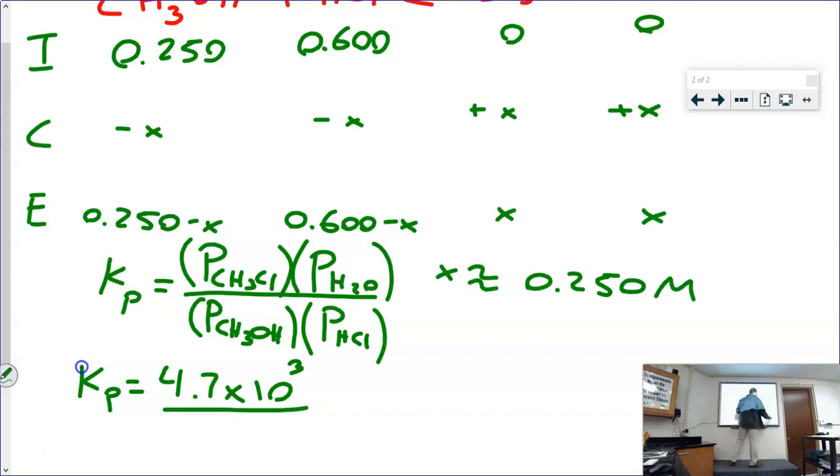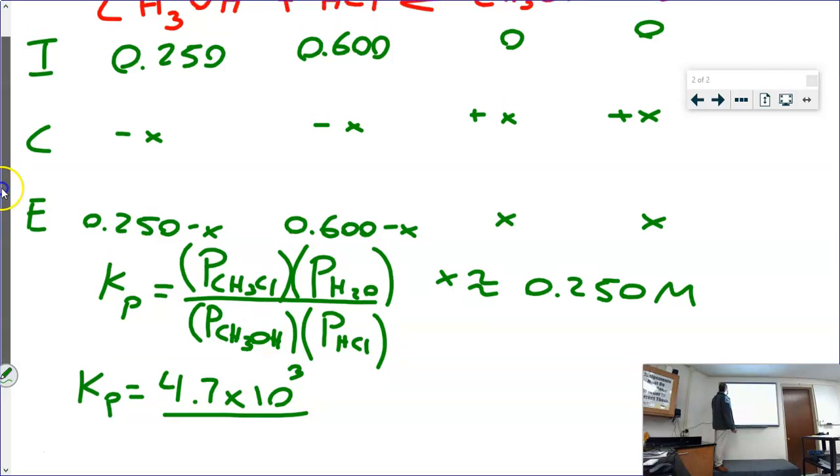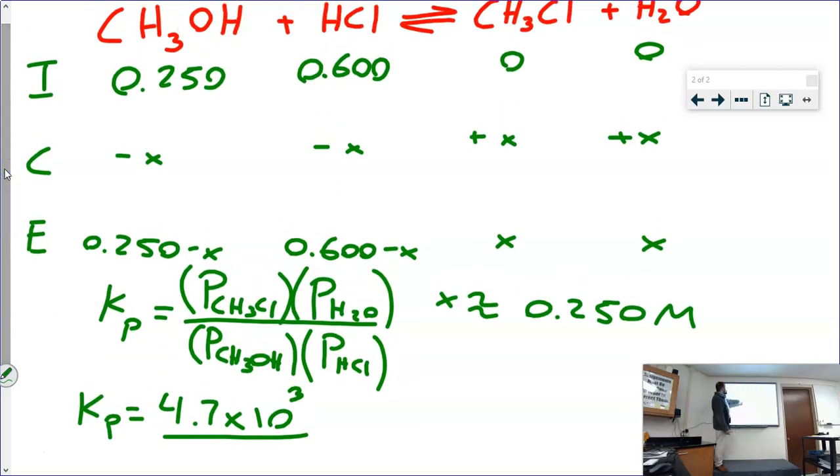So let's assume that we have a huge value of K, products are highly favored. We're going to basically turn all the reactant into as much product as we possibly can. So we're going to run out of the methanol. And if we run out of the methanol, X is approximately 0.25, which means the partial pressure of, I'm sorry, this is partial pressure, I apologize. This should be ATM.